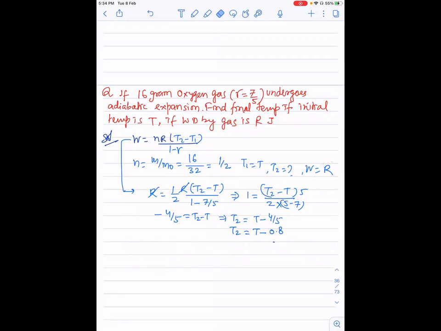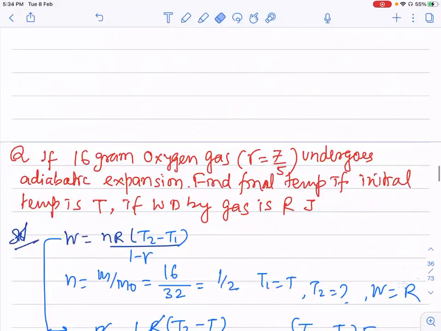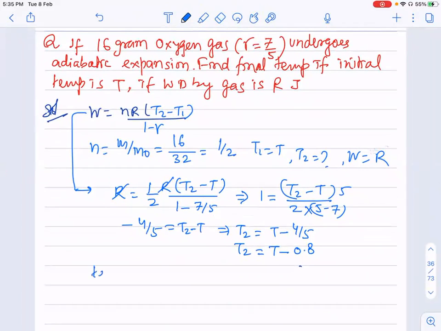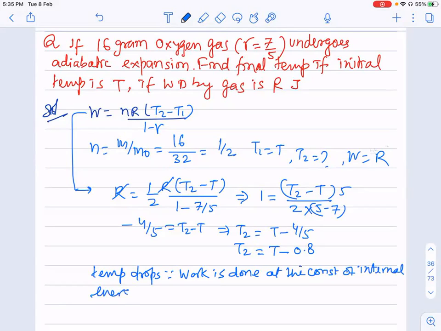इसको मैं नीचे फिर से लिख रहा हूँ. So temperature decreases, temperature drops since work is done at the cost of internal energy. ठीक है? Internal energy will decrease. Therefore, temperature will drop.